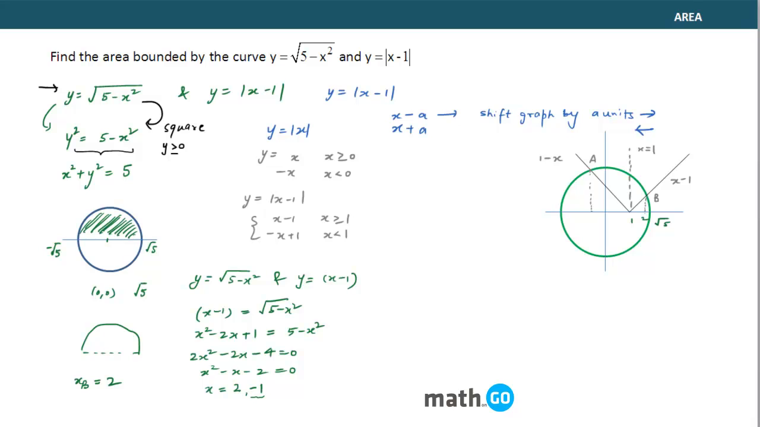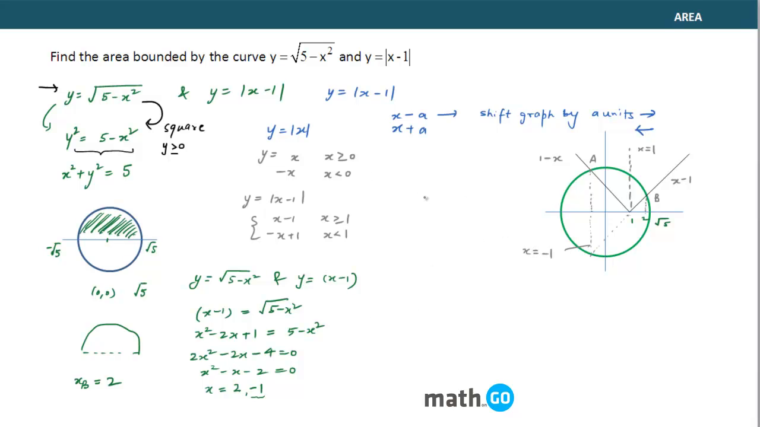So can you tell me what is minus 1 here? Actually minus 1 is nothing but the abscissa of A also. Why? Because if you extend this and if you extend this, they will coincide. Why? Because 1 minus x and x minus 1 are mirror images of each other. So the abscissa of this point is x equal to minus 1.